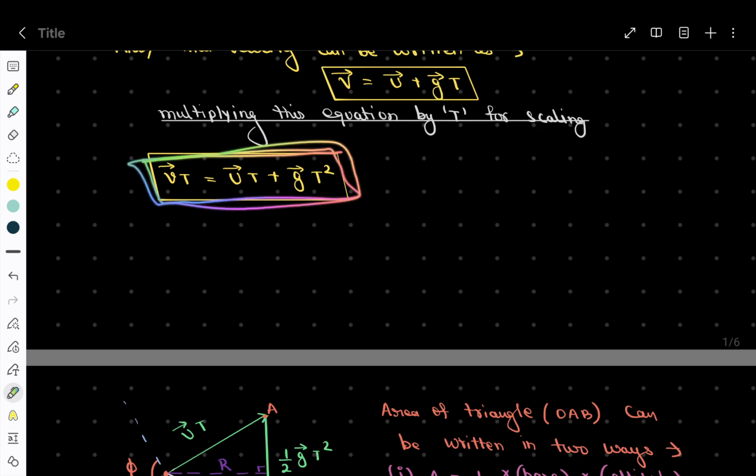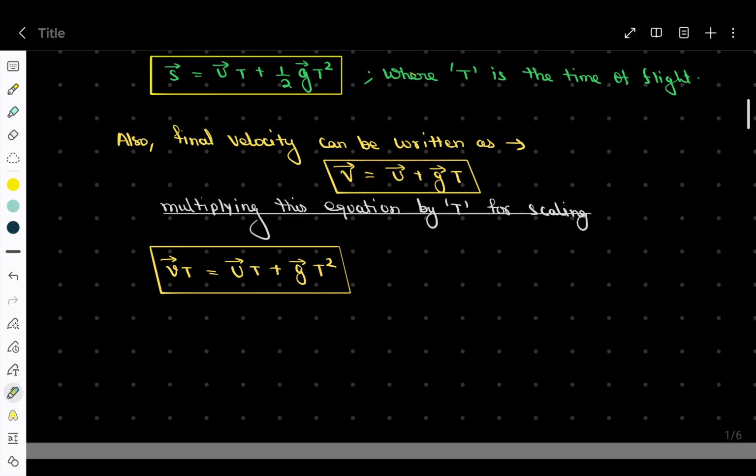Now you will come to know why I multiplied this equation with capital T. You can clearly see there are some terms which are common in these two equations. As you can see, u vector into T is common. Also g vector T square is here, and also g vector T square is here. The only thing is, here it was half into g vector T square, while here it is g vector into capital T square. That's why I multiplied it with capital T, so that we can have some common terms in both the equations, right?